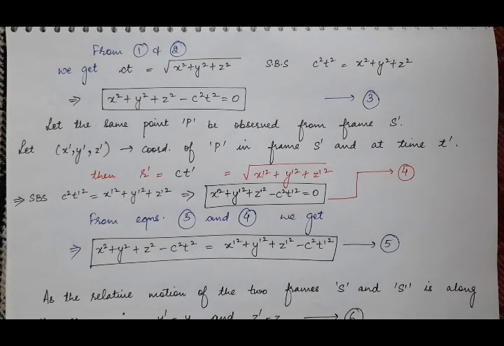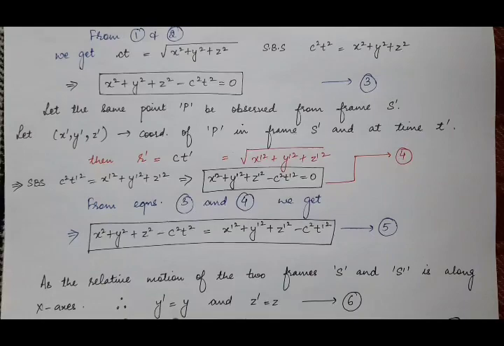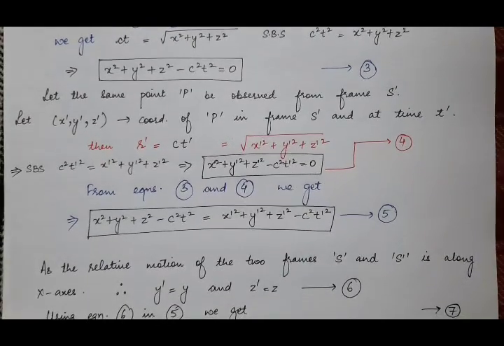Now in the starting we have already considered that there is relative motion of the two frames S and S dash such that frame S dash is moving along x-axis with the uniform velocity v with respect to S. So as the motion is along x-axis, it will not affect the y coordinates. Therefore y dash will be equal to y and z dash will be equal to z. Why? Because motion is along x-axis, so only the x coordinate of point P will be affected.